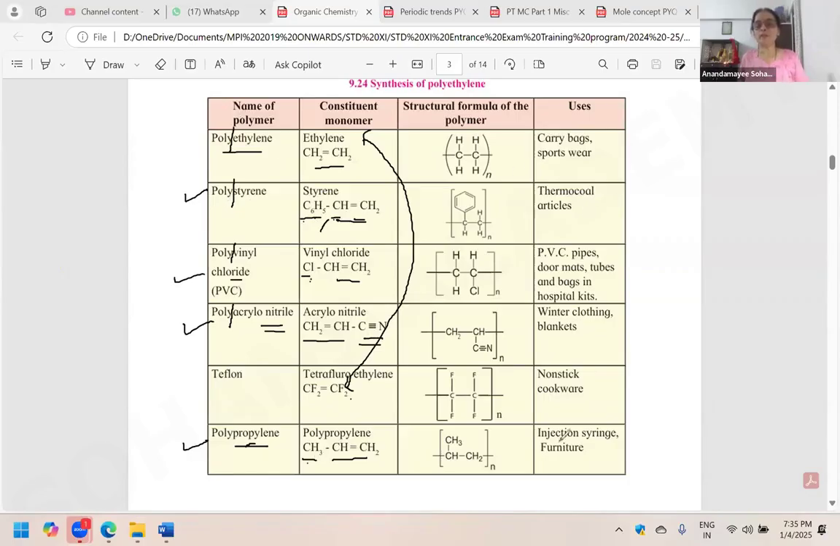This you may have to remember. PVC we know. Then Teflon, the non-stick cookware we have is Teflon. So this you may have to memorize a little bit. And the structural formula also, this is not difficult.